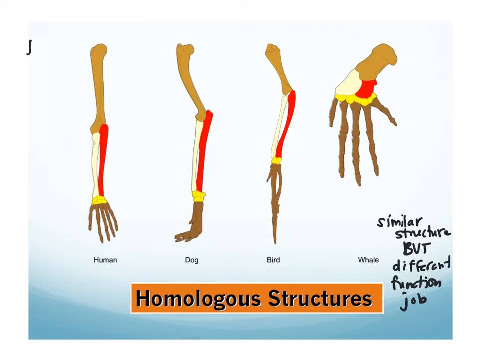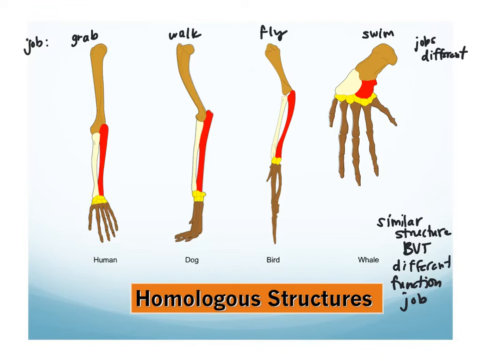If you think about the job of each of these structures, the job of an arm or a hand is to grab. The job of the forelimb of a dog is to walk. The job of a bird wing is to fly. And the job of a whale fin is to swim. So you can see their jobs are all different. However, you should see that they have some similar structures, and we're going to talk about that. And you do need to mark up your own slide because this will be really important to your understanding.